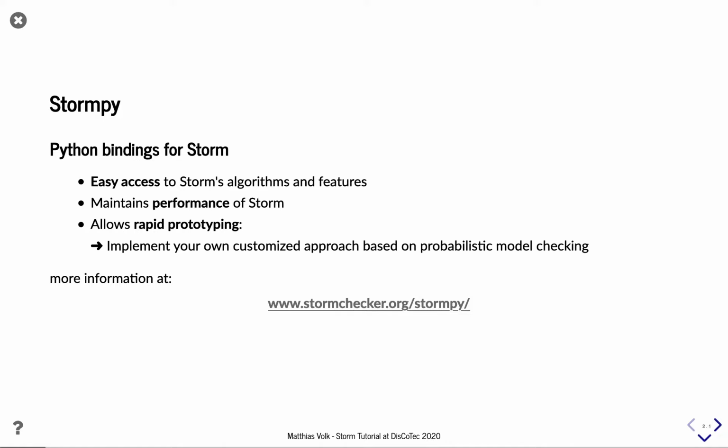That means we can profit from the fast performance of Storm within our favorite programming language, Python. And as the effect, these Python bindings allow for rapid prototyping. That means we can implement our own customized approach based on probabilistic model checking. And we will look into that now in detail. You can, of course, also find more information at our webpage at stormchecker.org/stormpy.